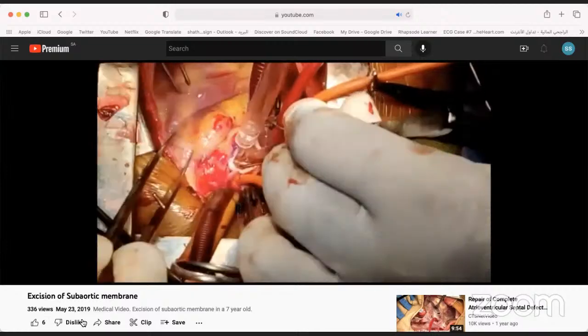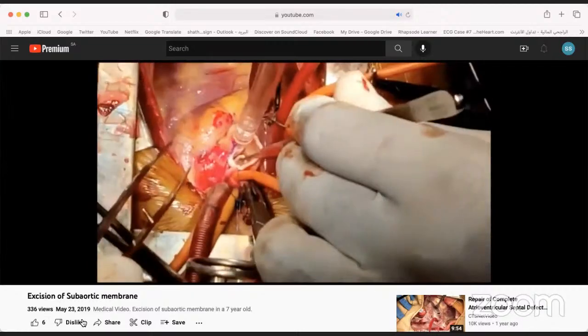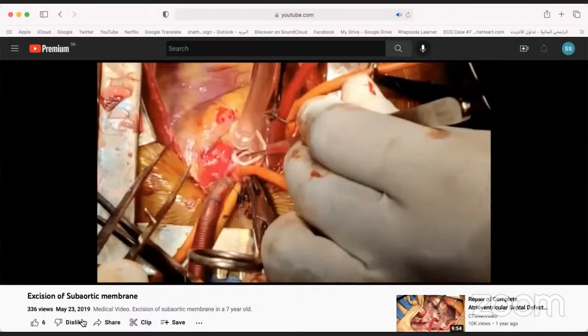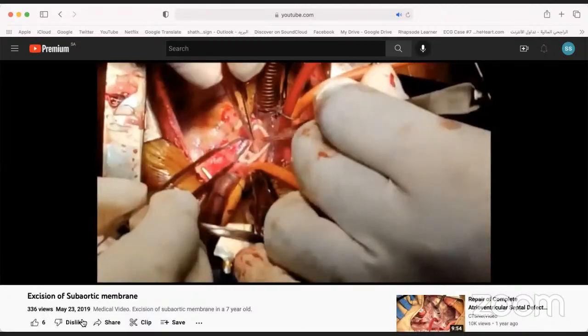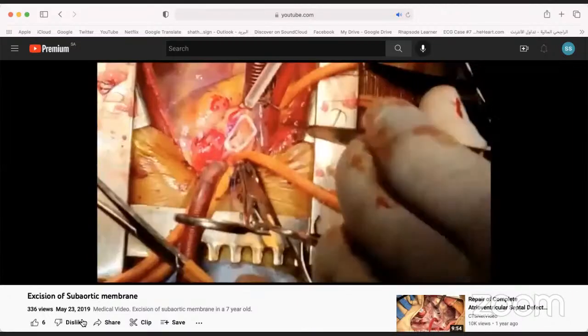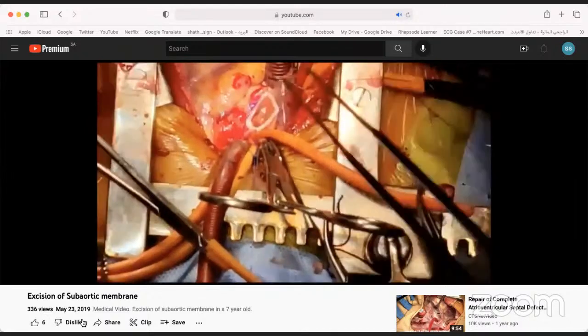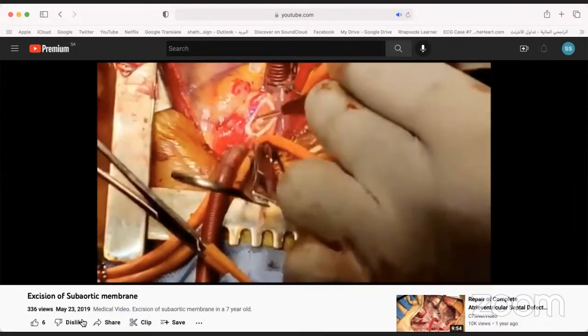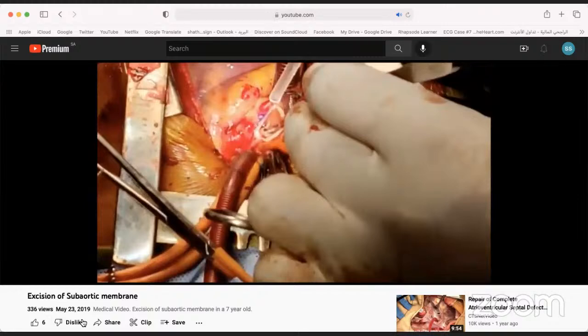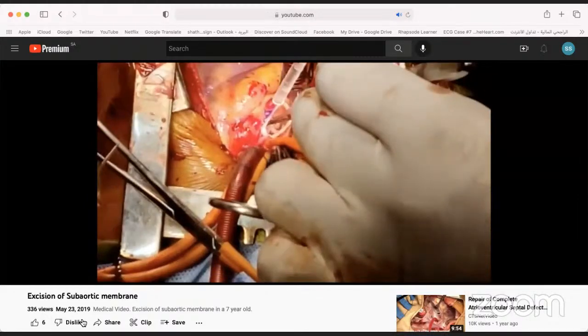Yeah. So just checking all the leaflets, that's the LCC, that's fine. That's the RCC, that looks fine. That's the NCC, it looks fine. And all leaflets look to be coapting well. Putting a little bit of saline to see if there's any leak. The valve looks fine now.